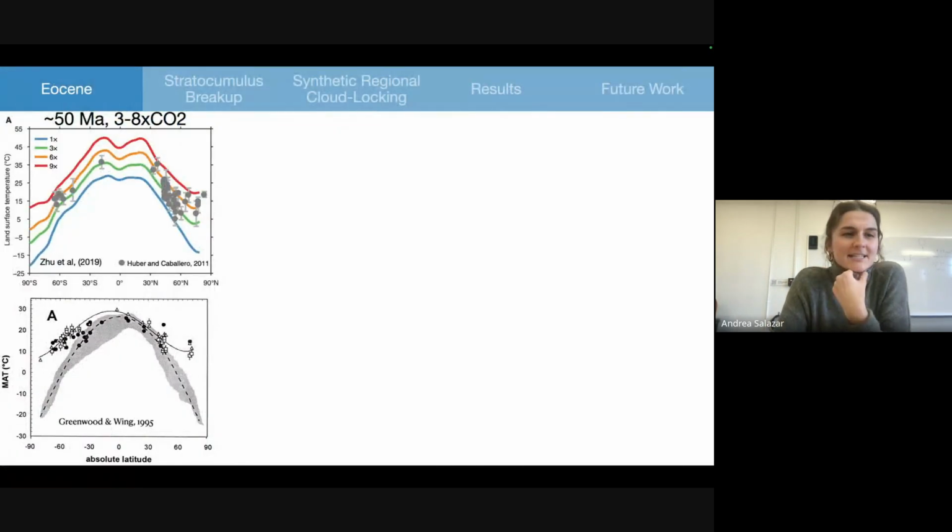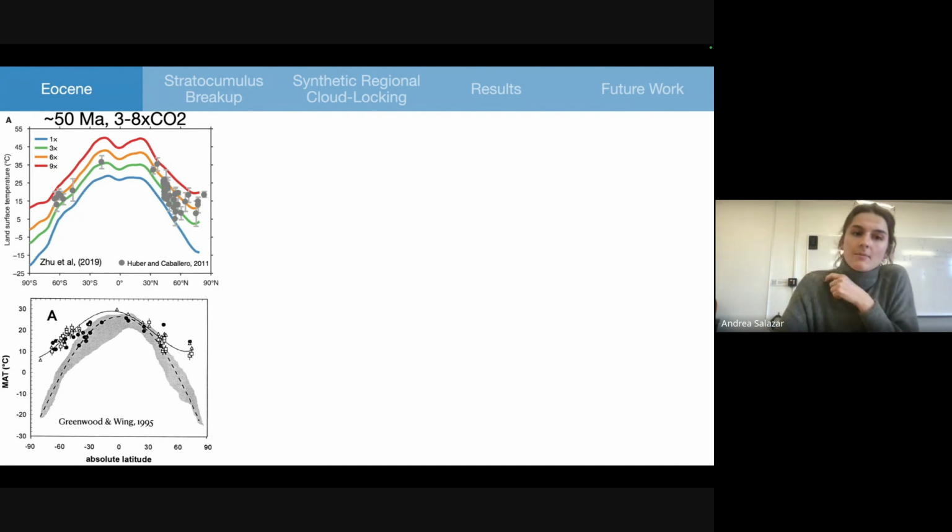We've heard a lot about the Eocene today, but I'll give you a quick recap to get us all on the same page. This was a period about 50 million years ago that was characterized by higher CO2 values, maybe between 3 and 8 times pre-industrial, though there are pretty big error bars on that. Notable features are that the average surface temperature was much higher, maybe about 30 degrees Celsius, and the equator to pole temperature difference was reduced, maybe by 30% versus today.